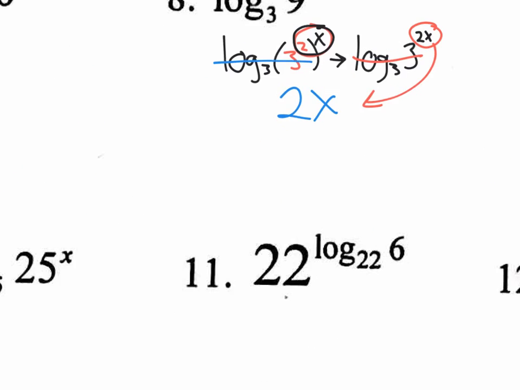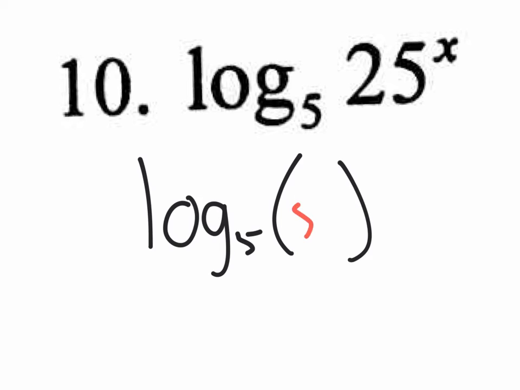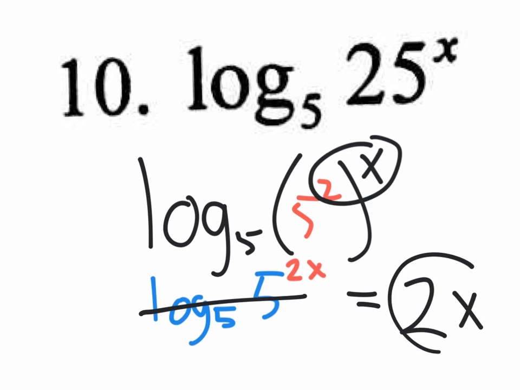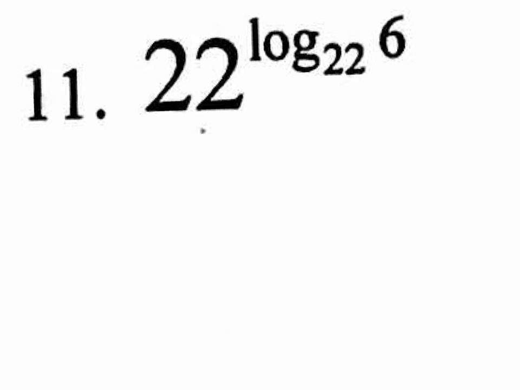All right, how about number 10? Could you guys do number 10? So log base 5, instead of 25, we're going to write 5 squared. And of course, it's to the x power. Multiply power to a power. So you're going to end up with log base 5 of 5 to the 2x power. And of course, the log base 5 of 5 cancels out. So your final answer is just 2x. You see, it's easy. 11, that's a hard one. I'm just kidding, it's not. What's the answer? 6. Cancels out. 6. Done.